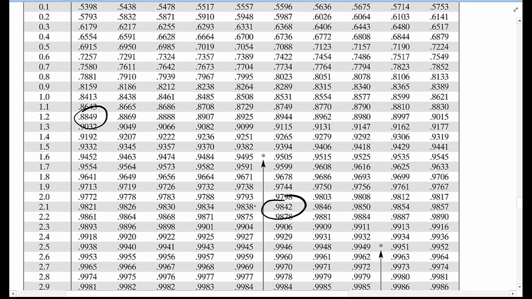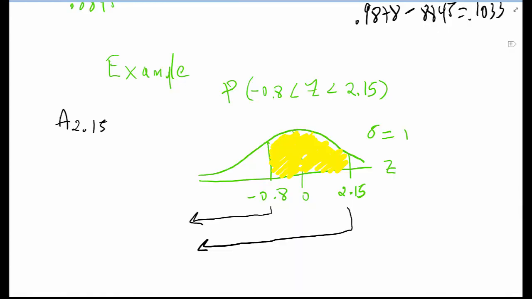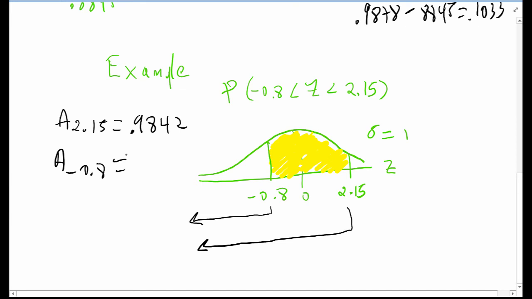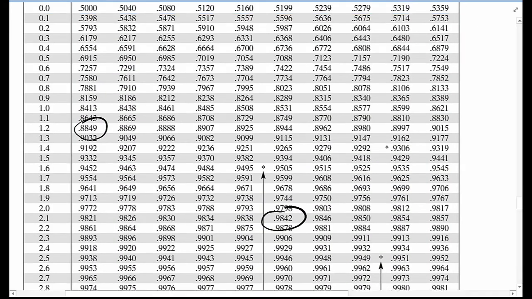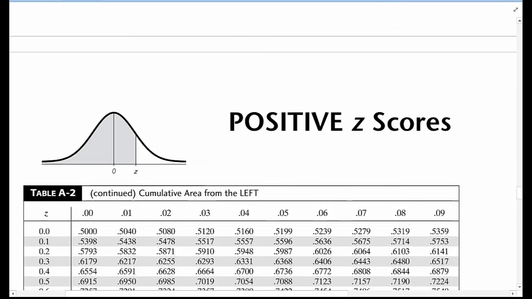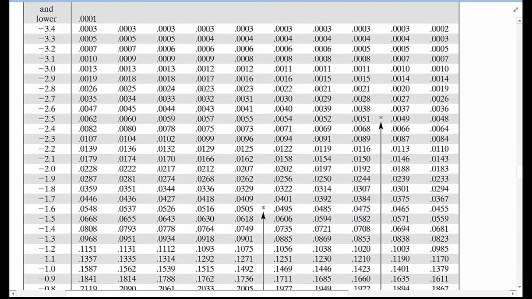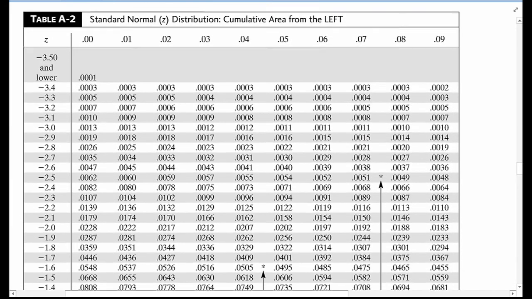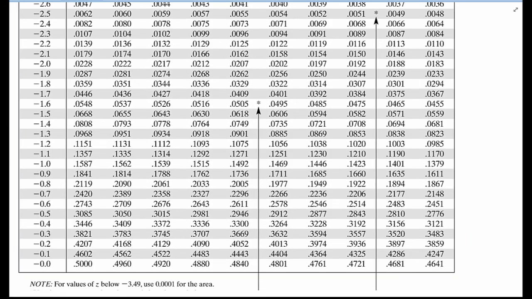2.101234. That's 9842. Okay, 9842. All right, and then we want to know what percentage of the values are below negative 0.8. So for that we go to the negative table, because the negative table gives me those tails using a negative number. If you look here, this is the negative table, negative 0.8 right here. That will be about 21% of the data, 2119.